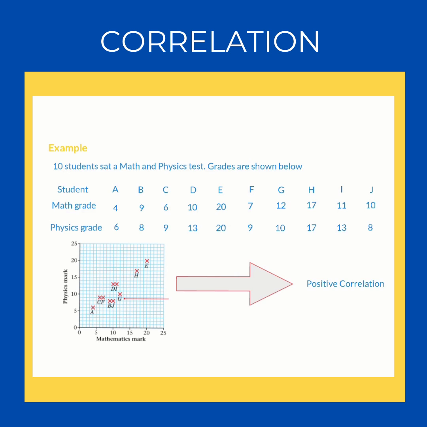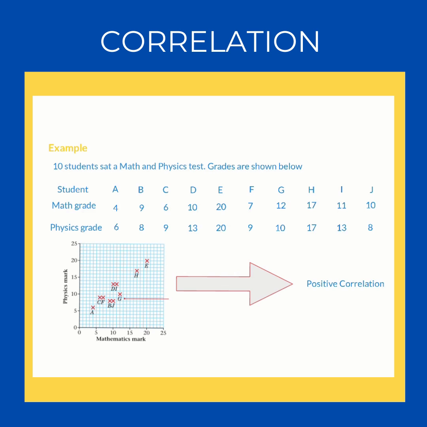Now for student B, when the math grade is 9, the physics grade is 8. So again, I go to the x-axis to 9, here, and then I go up till I reach 8, and I label this point with B. Now, I will continue the same process for the rest of the students.